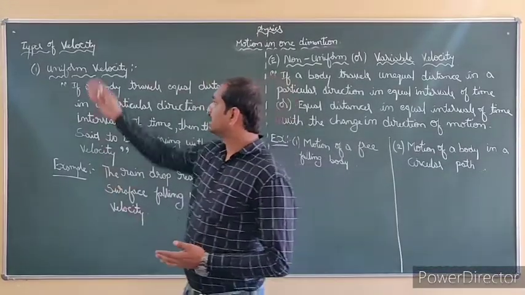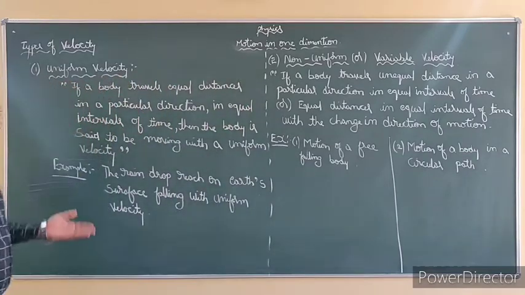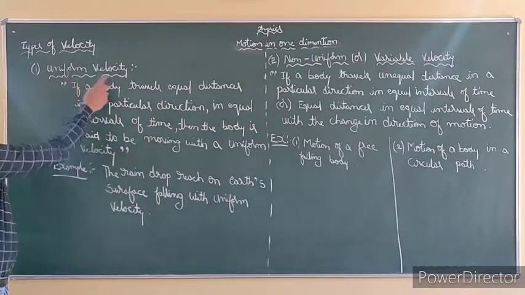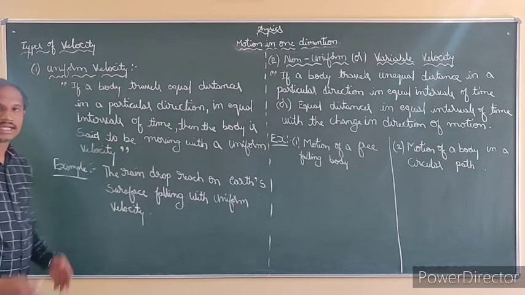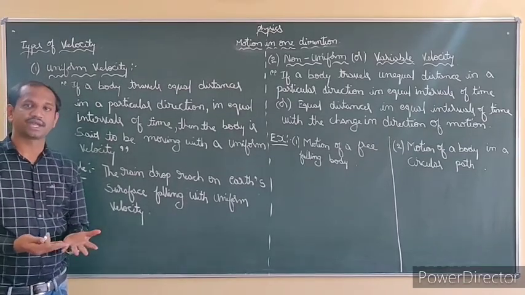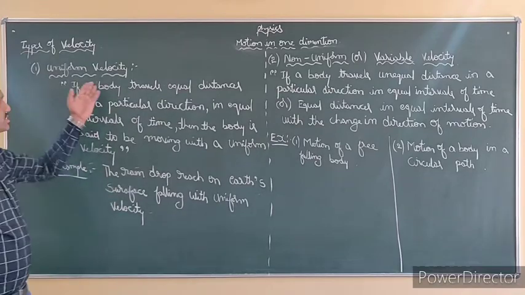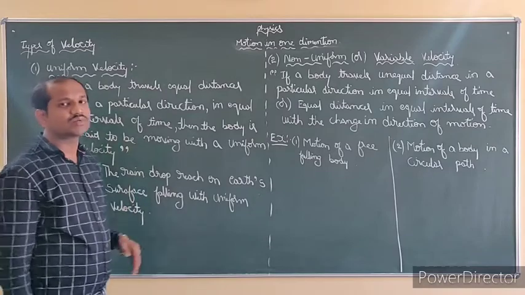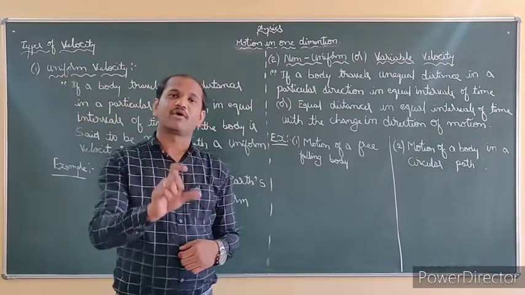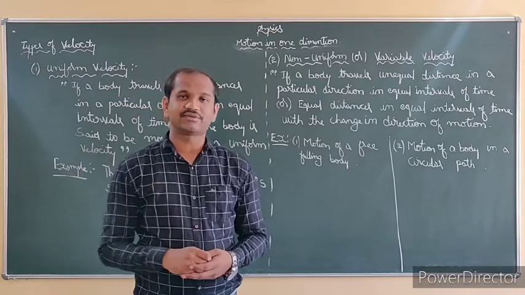Now let us see the types of velocities. As a type of speeds, the first one is obviously uniform velocity. In speed also, the first type we had was uniform speed. In the case of velocity also, it is uniform velocity. What was the uniform speed? If a body covers equal distance in equal intervals of time.